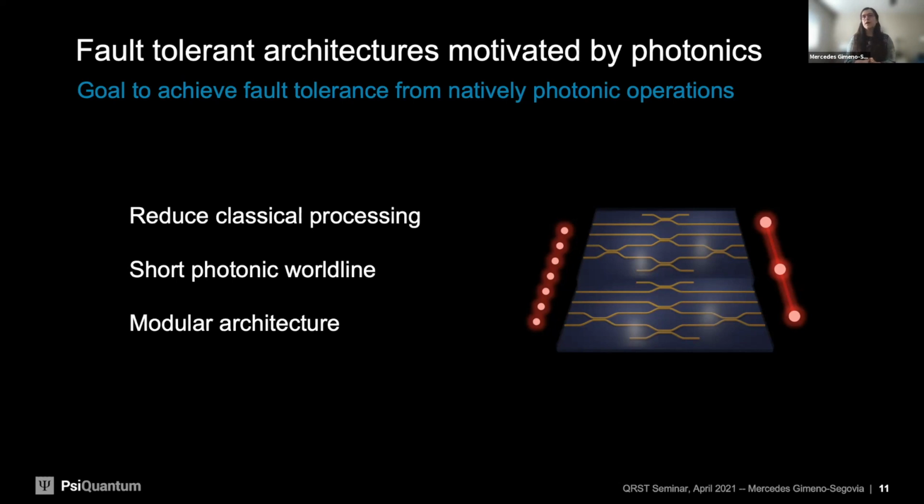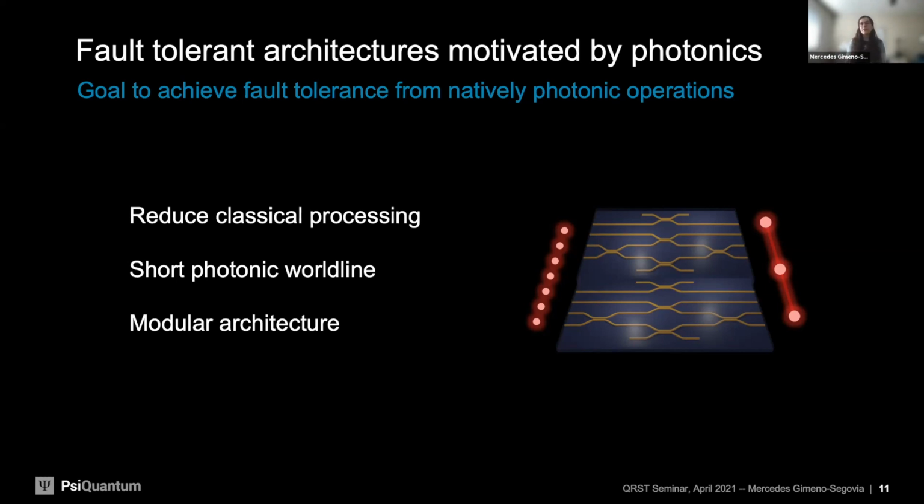We also wanted to have photons that have a very short world line. That means the number of components from the moment that a photon is born in a source until the moment that it is absorbed at a detector, we want that to be the minimum possible, so that there's a very small amount of errors accumulated through the life of the photon. Most importantly, we want that world line not to depend on the algorithm that we are implementing or the error correcting code itself, so that as we scale the computer, as we run different algorithms, that photonic world line remains constant. And finally, modularity is key in order to build large systems.